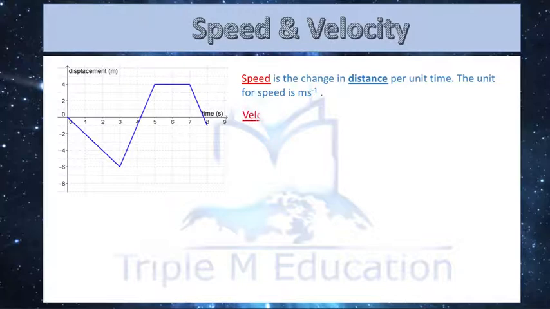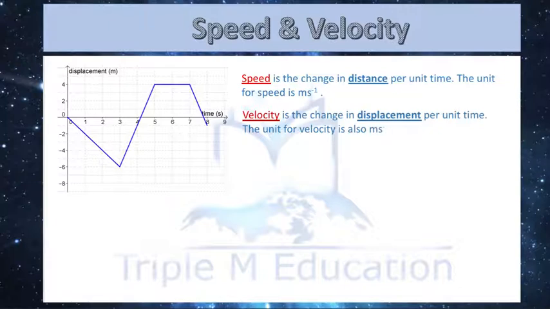The velocity can be defined as the change in displacement per unit time. The unit for velocity is also meters per second. Notice that the base unit for distance and displacement is meters, and the base unit for time is seconds. So speed is a product of meters and seconds, and velocity is also a product of meters and seconds.